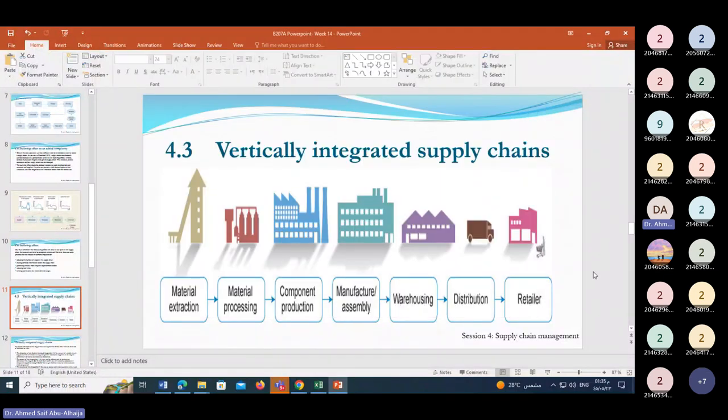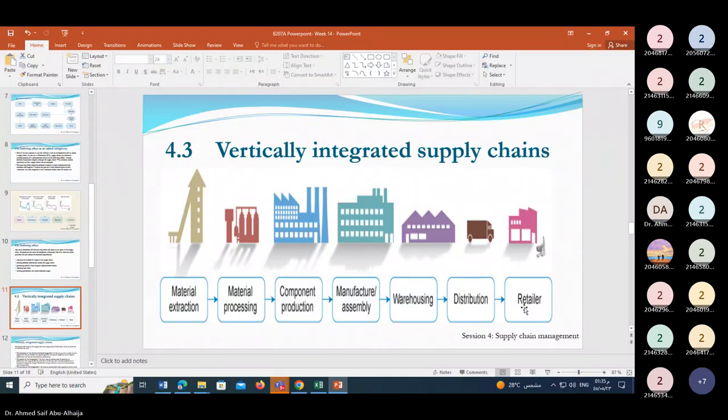Now we need to discuss vertically integrated supply chains. Vertical integration. ليش قلنا vertical integration؟ لاحظوا معنا هذول supply chain. Material extraction، هذا supplier طبعا. Material processing, supplier. Component production, supplier also. Manufacture. Remember the manufacturer? Manufacturer, or assembly. Then warehousing, then distribution, then the retailer, then the customer. طيب.